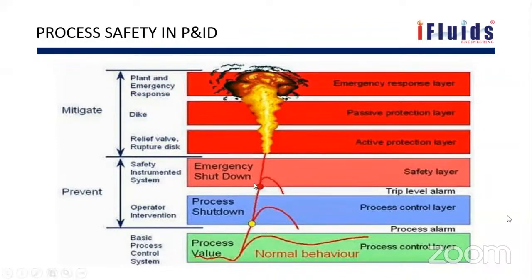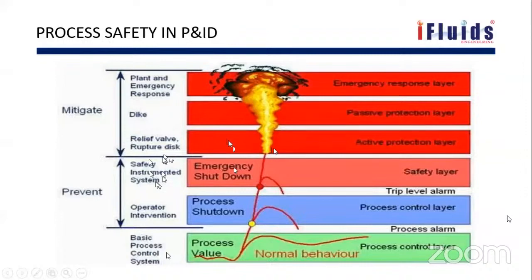So now, then safety instrumented system, emergency shutdown system will take care. So these are preventive actions which are inbuilt in the P&IDs and also in the plant systems to prevent the incident from happening, high pressure situation from happening. Next is mitigate. It has happened. Now we'll have the relief valve.